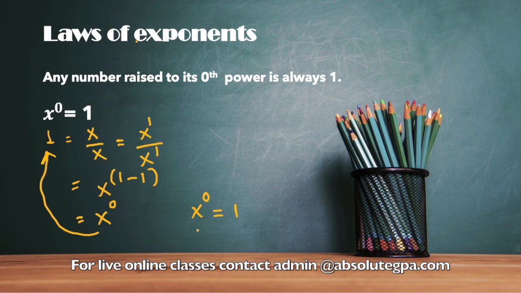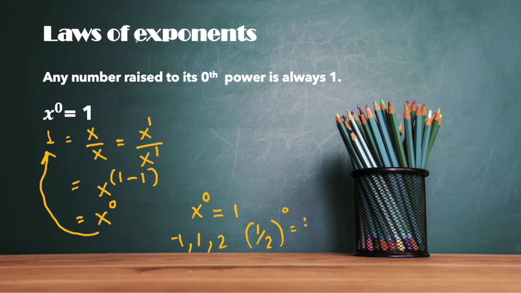So x can take any value. So it could be 1 or 2 or -1. So it can be negative integers, positive integers, or fractions. Could be 1 over 2 to the power 0, which is also equal to 1. So always look beyond what you see. So that concludes our topic right here.